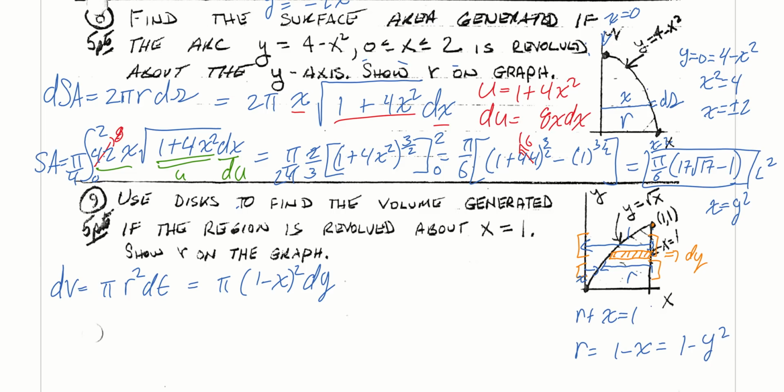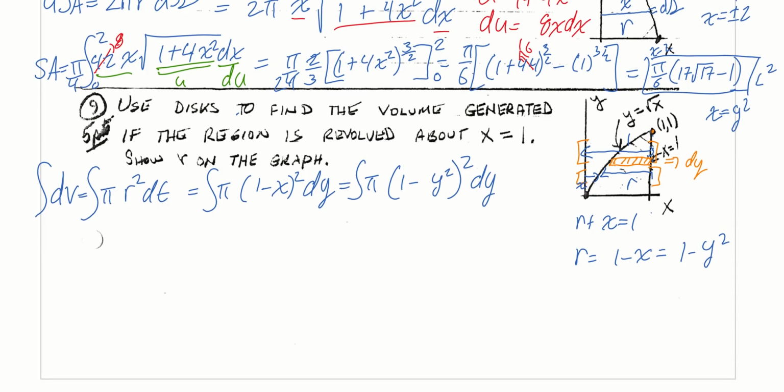All right, so all I have to do is plug that in and I get pi times 1 minus y squared dy. So now I can integrate this to get volume. This is going to end up just being basic power rule. So volume is going to equal the integral. We're going from 0 to 1. I'm going to pull the pi out front. We'll have 1 minus 2y squared plus y to the 4th dy.